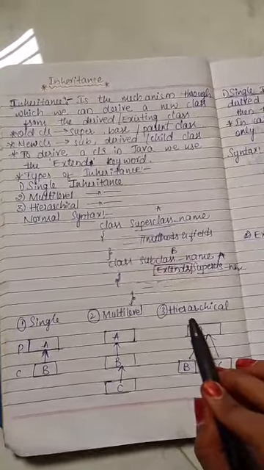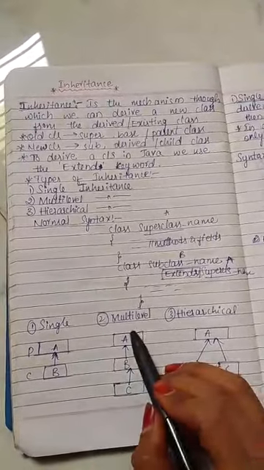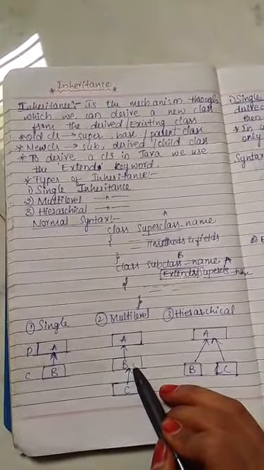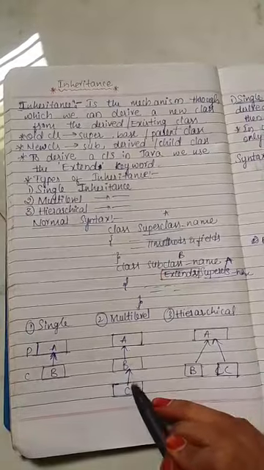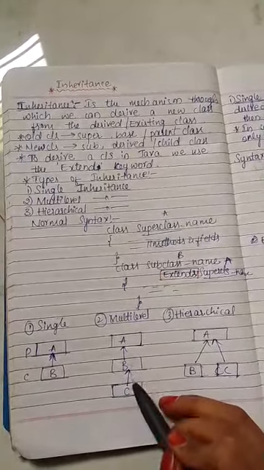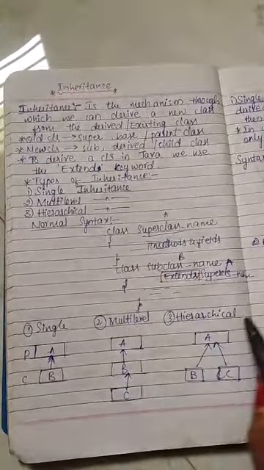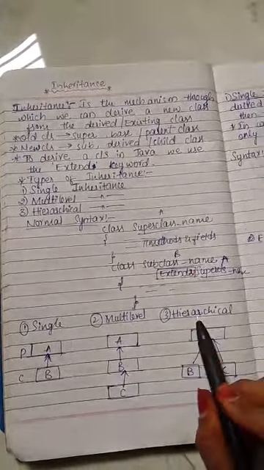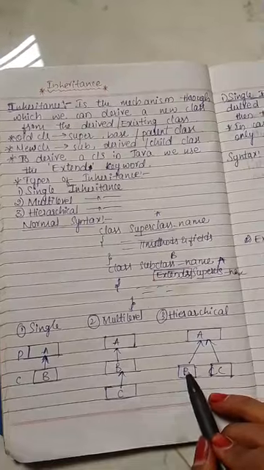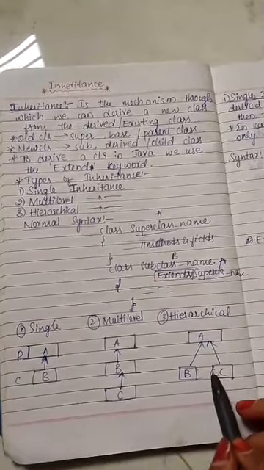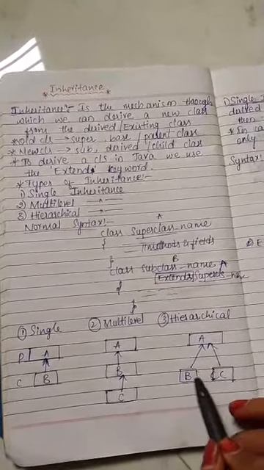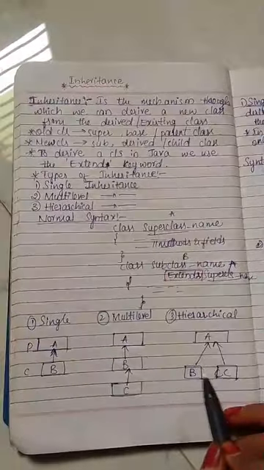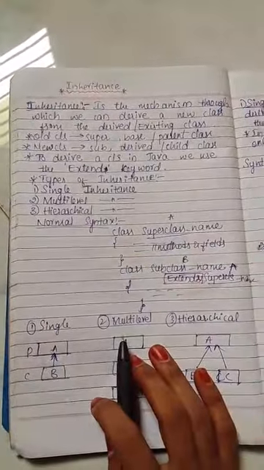Single means single parent, single child. Multi-level means the same child can be a parent to another subclass. This is multi-level inheritance. Hierarchical means the same parent will be the parent to another subclass. Two or more subclasses it can have. This is all about inheritance. Let us go to single inheritance.